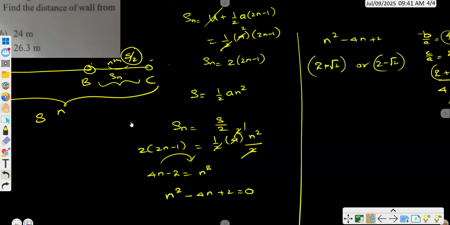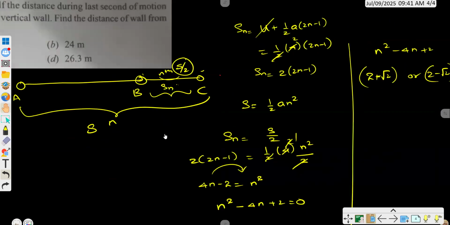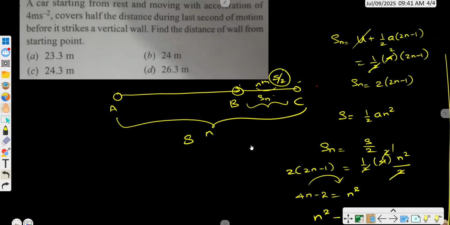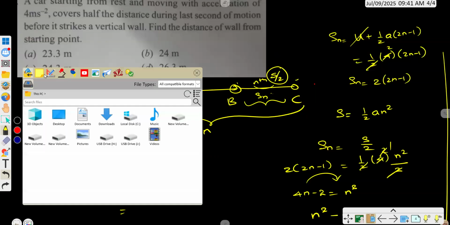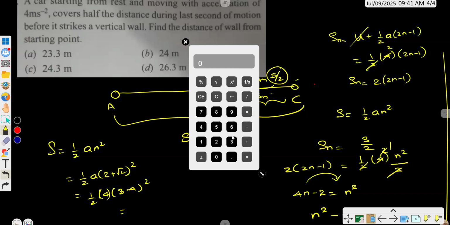Now let us substitute this time in the displacement equation. Displacement S is equal to half a n squared, that is half into a into 2 plus root 2 whole squared. So half into 4 into 2 plus root 2 whole squared is how much? 2 plus 1.4, that is 3.4, whole squared. 3.4 into 3.4 gives me 11.56, into 2, that is 23.12.